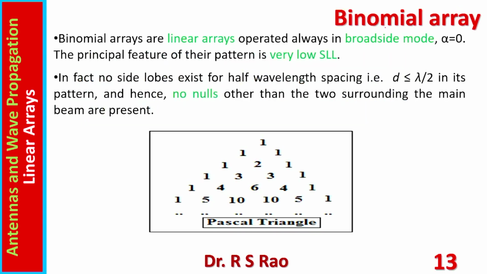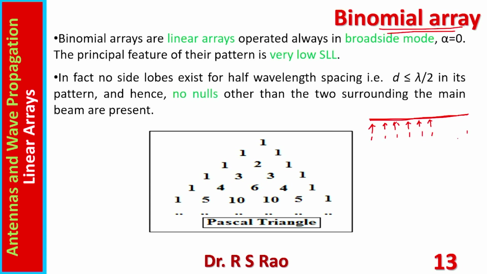Now we move to binomial arrays. What is a binomial array? Before going to that, we have to consider a uniform linear array. What is a uniform array? Uniform array means the excitation currents to the array are the same. If here the current is 1 ampere, here also 1 ampere, here also 1 ampere, the current to each and every element must be the same, 1 ampere. This is the property of a uniform linear array.